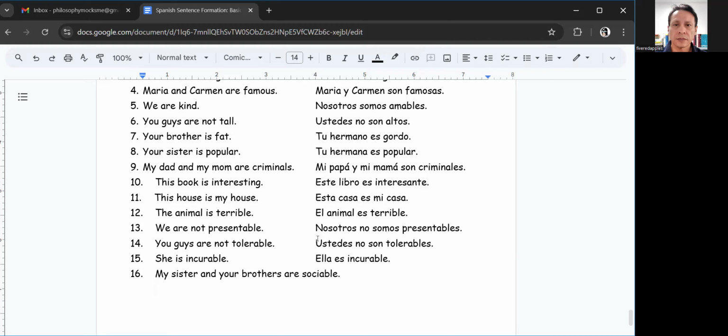Again, the word is the same. We just have to read it in Spanish. I'm talking about sociable. Mi hermana y tus... did you remember tus hermanos, plural? Tus hermanos son sociables. Okay.